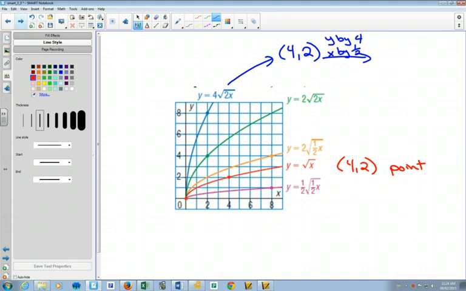So here we go, 4, 2. If I multiply my x by 1/2, my x-coordinate is going to become 2. And if I multiply my y by 4, my y-coordinate is going to become 8. And you can see that point right here on our graph, 2, 8. Okay, I'm going to give you a minute head start to do the points for the last three and see how you do.